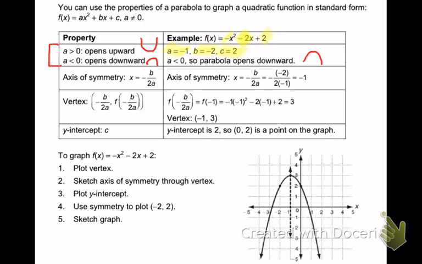Now let's think about it. If my parabola is open downward, will I have a minimum or a maximum value? That purple dot there, would that be a minimum or a maximum? That'd be a maximum because it's going down. That means I'm going to have a maximum value.